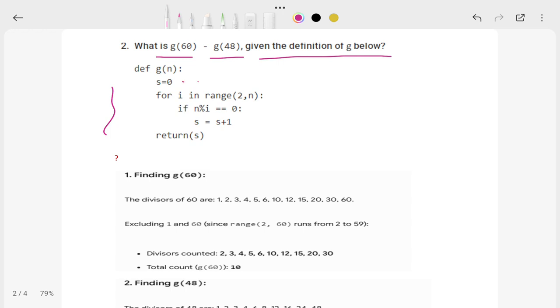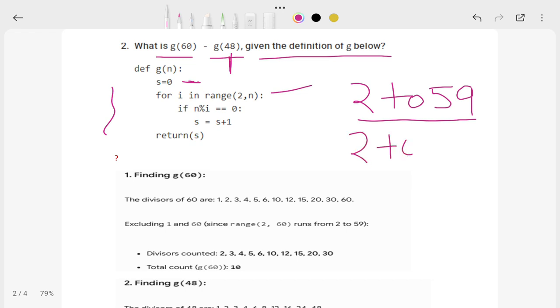S is equal to 0, you initialize s is equal to 0, and your for loop is working for i in range 2 to n, means 2 to 60. 60 means not 60, 59. At first it will work 2 to 59. Then second time g of 48 it will work 2 to 47. Okay, so at first you are calling this function, then you are calling this function, then you have to subtract the value.